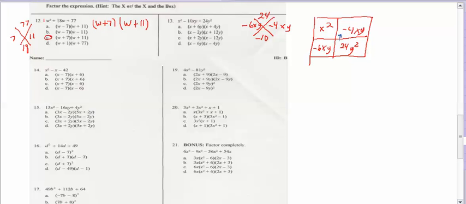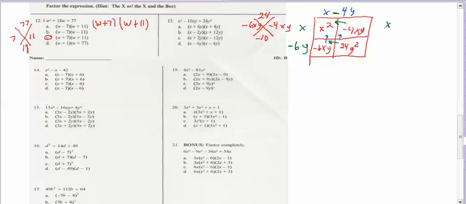What do these have in common? They have a y, they also have a 4. What do these have in common? They have a x. Okay, what does this have in common? They have an x. What does this have in common? They both have a y, and they both have a 6. The sign comes from this box, the sign comes from this box.